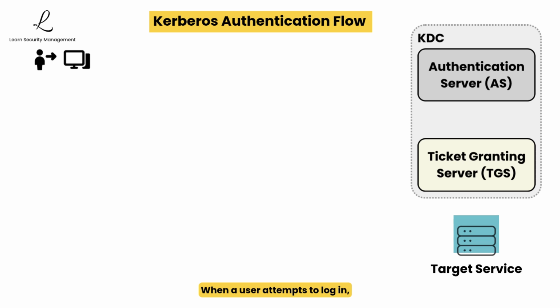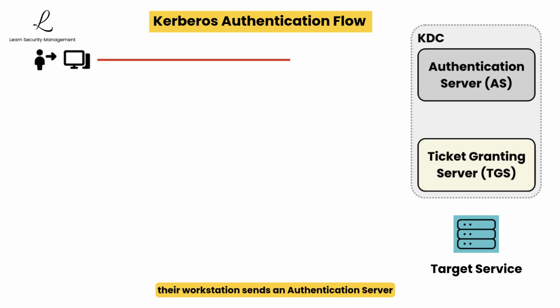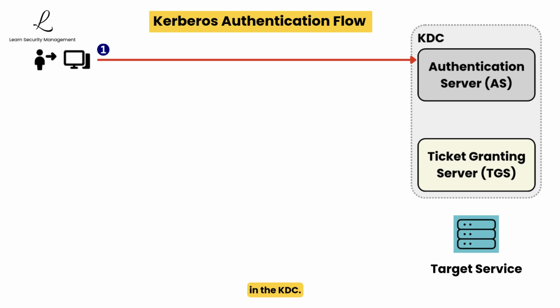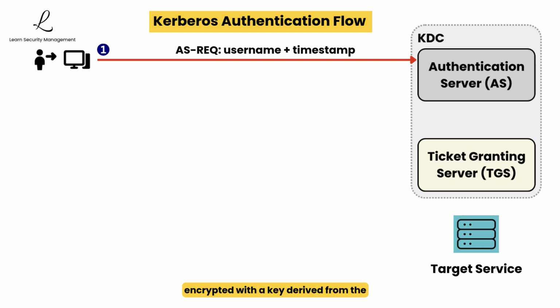When a user attempts to log in, their workstation sends an authentication server request to the authentication server in the KDC. This request includes the username and a timestamp encrypted with a key derived from the user's password. The timestamp prevents replay attacks by ensuring the request is current. If the authentication server successfully decrypts the timestamp using the stored password hash, it confirms the user's identity.